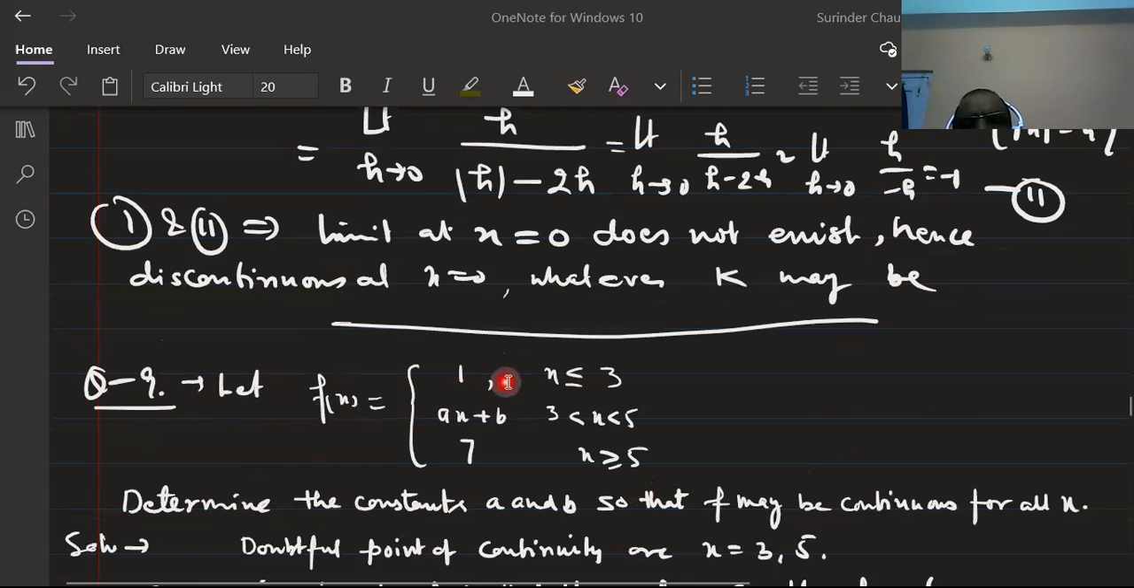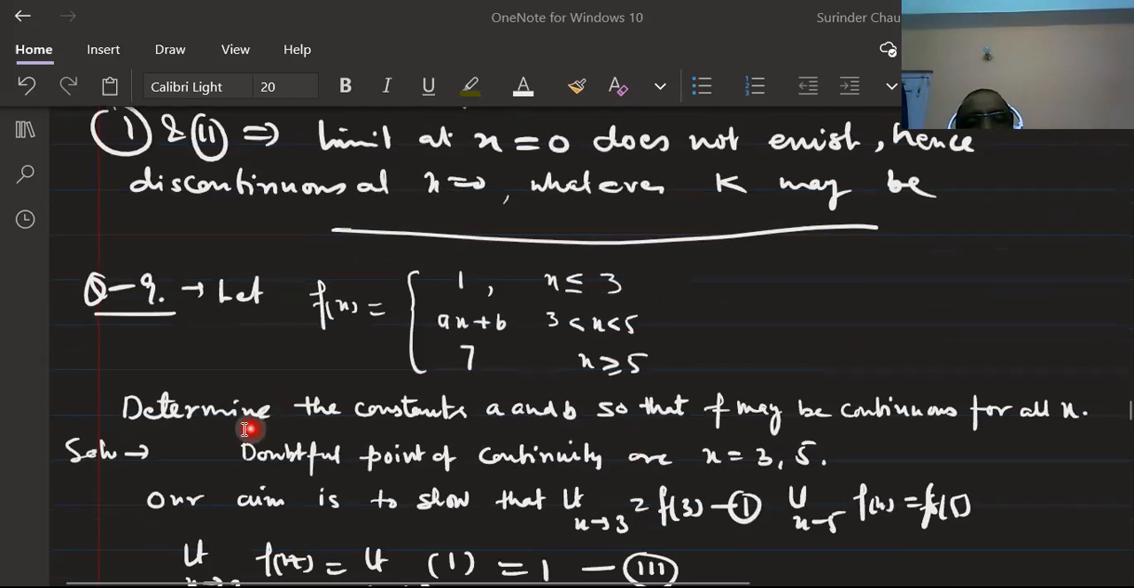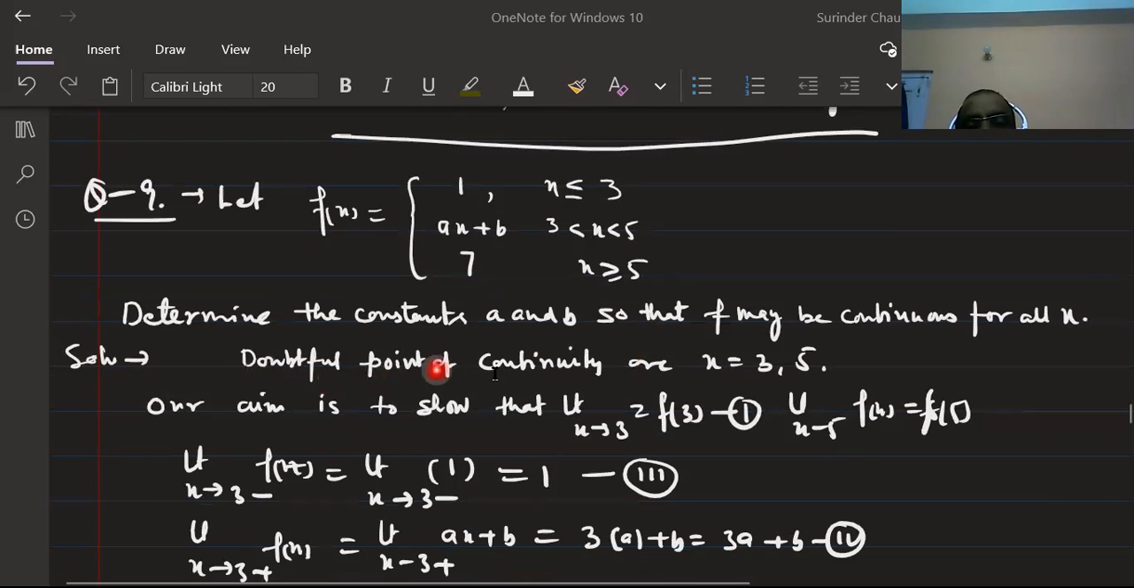Let f(x) equal 1 if x is less than or equal to 3, ax plus b if x is between 3 and 5, and 7 if x is greater than or equal to 5. Determine the constants a and b so that f may be continuous for all x. The doubtful points of this function are x equal to 3 and x equal to 5. So we find the limit at 3 and 5.